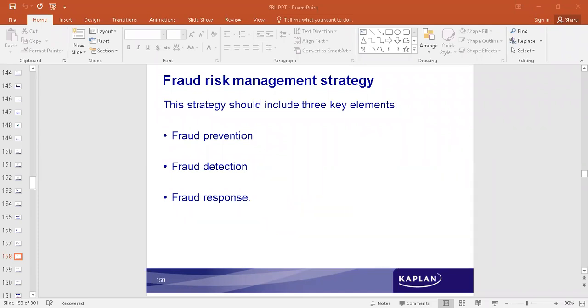Okay, now we have fraud risk management strategy. In terms of managing fraud risk, the management has three different key elements or stages with which this can be dealt. The first one is fraud prevention, second is fraud detection, and third is fraud response. Fraud prevention: all possible measures taken to prevent the fraud from happening.